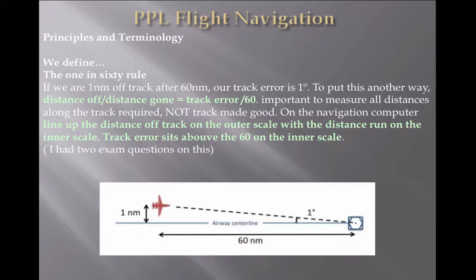On the navigation computer, all we do is we line up the distance off track, because it's distance, it's on the outer scale, with the distance run on the inner scale. And the distance run will always be a timed element, so anything time-based is on the internal wheel. And then the track error sits above the 60 triangle on the inner scale. Now, little note here, I did have two exam questions on this. Actually I had 3. I had one which was this highlighted line in green: distance off divided by distance gone equals track error divided by 60, because you kind of need to know that.